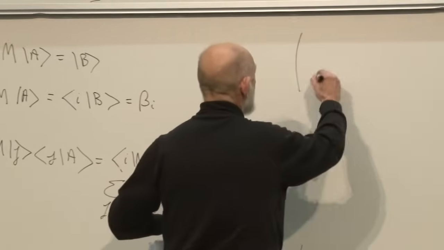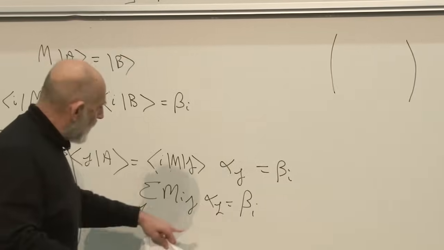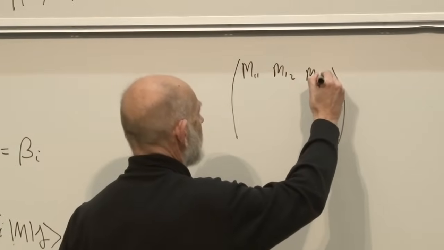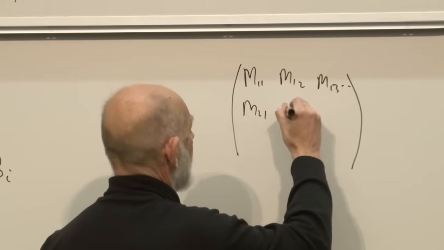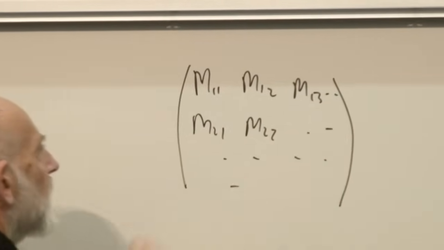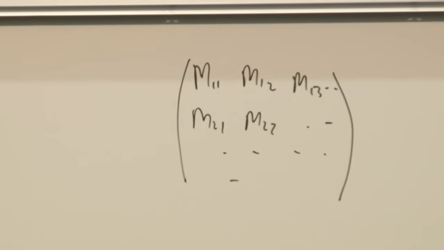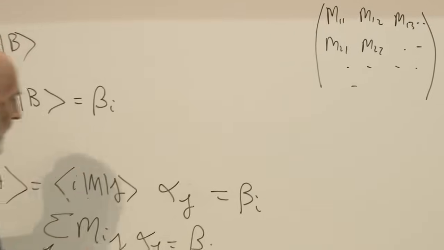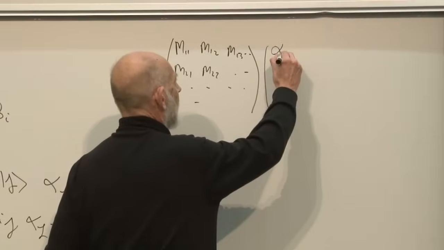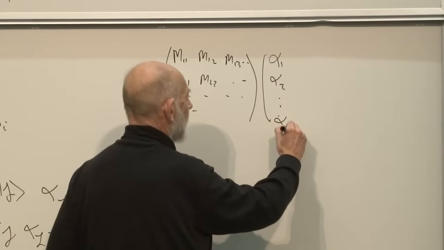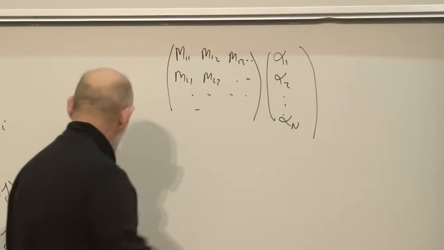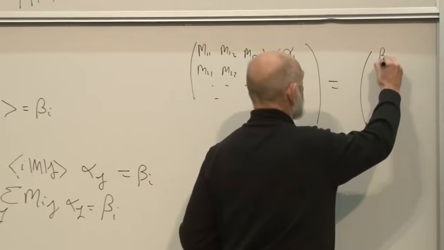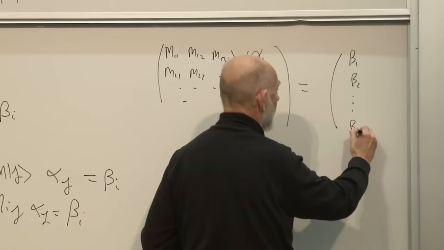You write the matrix M by displaying all of its components, M11, M12, M13, dot, dot, dot, M21, M22, and so on. It's just an array that exhibits the matrix elements. We'll now learn to call these the matrix elements of M, times the column vector A, alpha 1, alpha 2, dot, dot, dot, alpha n. And what is the rule? This of course is supposed to result in an output which is beta 1, beta 2, dot, dot, beta n.